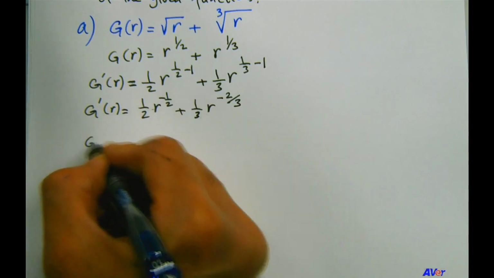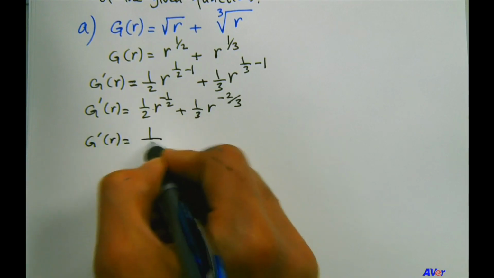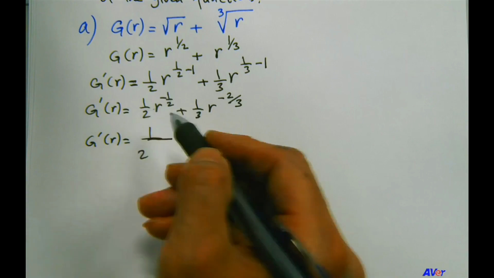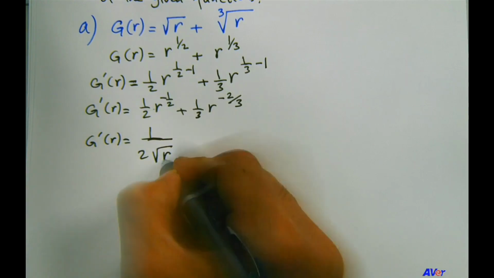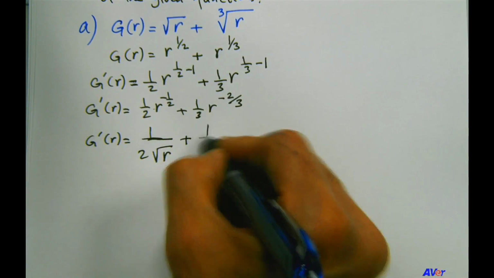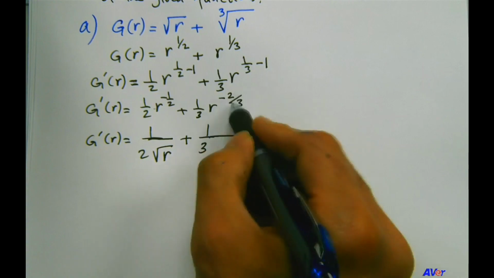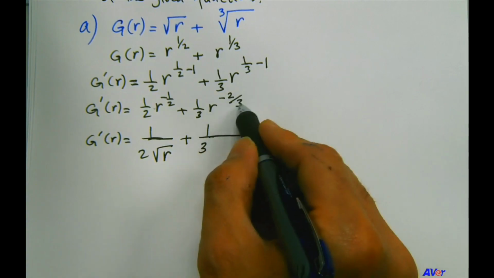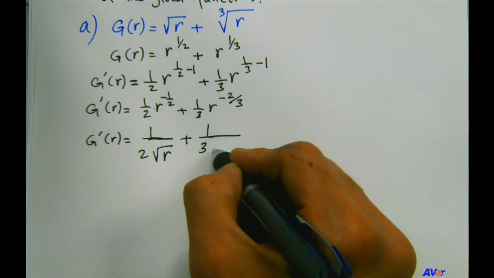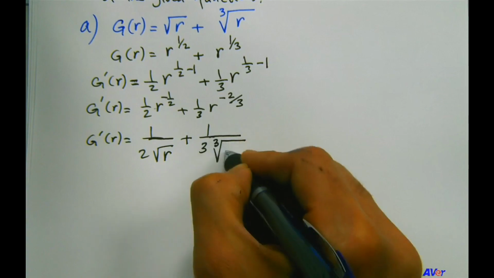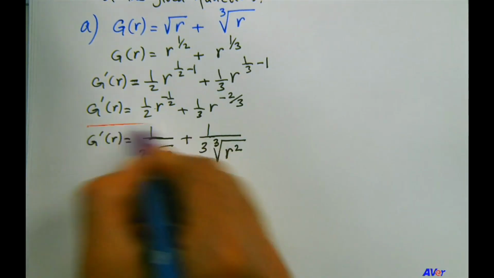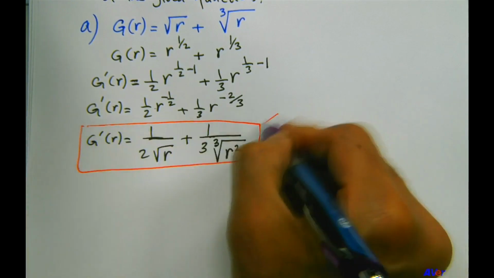So let's simplify this. So we have g prime of r would be 1/2, that's this 2, and then let's write this in terms of a positive power and radical form. So it'll be square root of r, because that 2 is the index of this root function. And plus, of course, 1/3, and we want to write this in terms of a positive power, and the index this time is 3, so it's the third root of r to the second power. So 1/3 times third root of r squared. Okay, so that's g prime of r, or the first derivative.